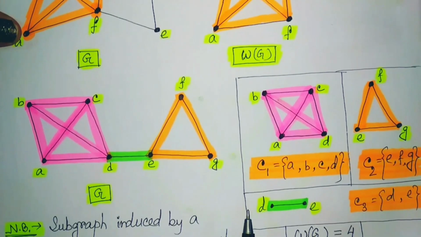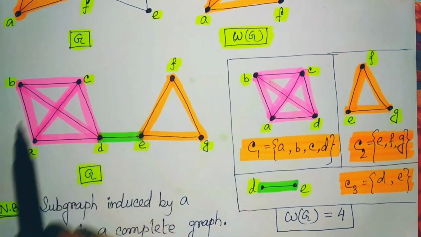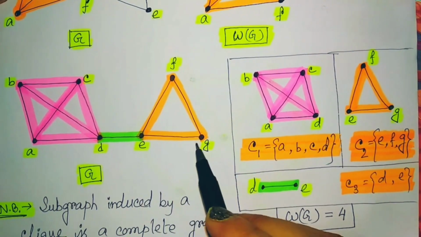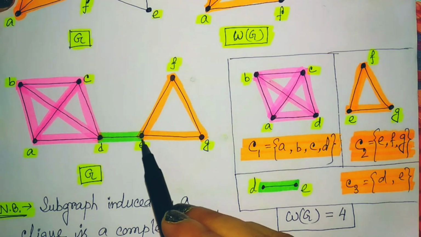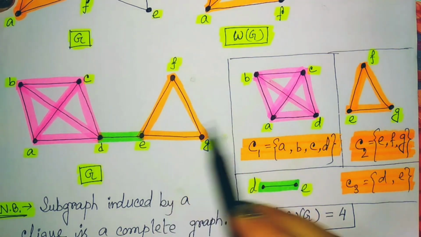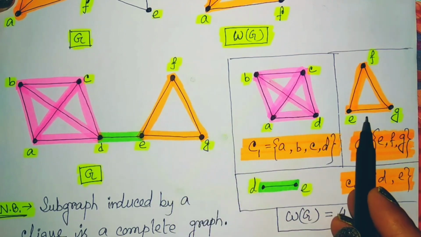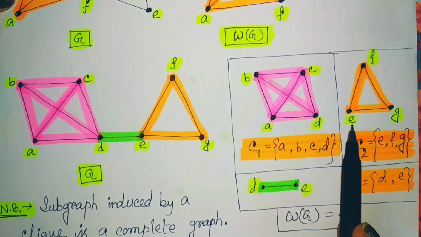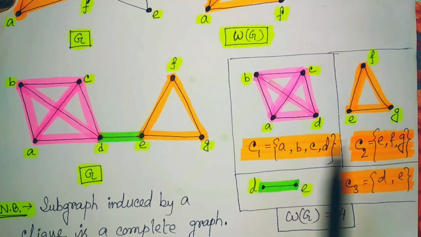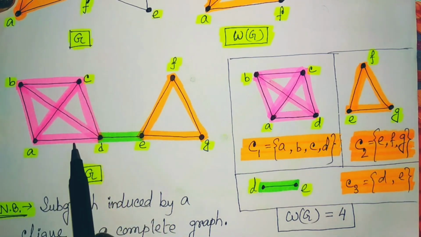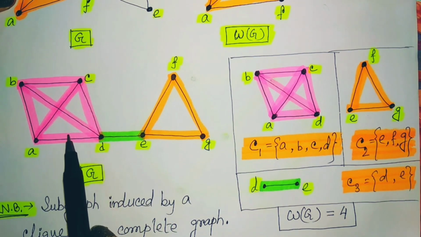Now we may consider another example. If this one is an example, here we find that if we consider this triangle, then it is a complete subgraph, so it is a clique, and it contains the edges E, G and F. Likewise, this one is another clique because it is also a complete subgraph.